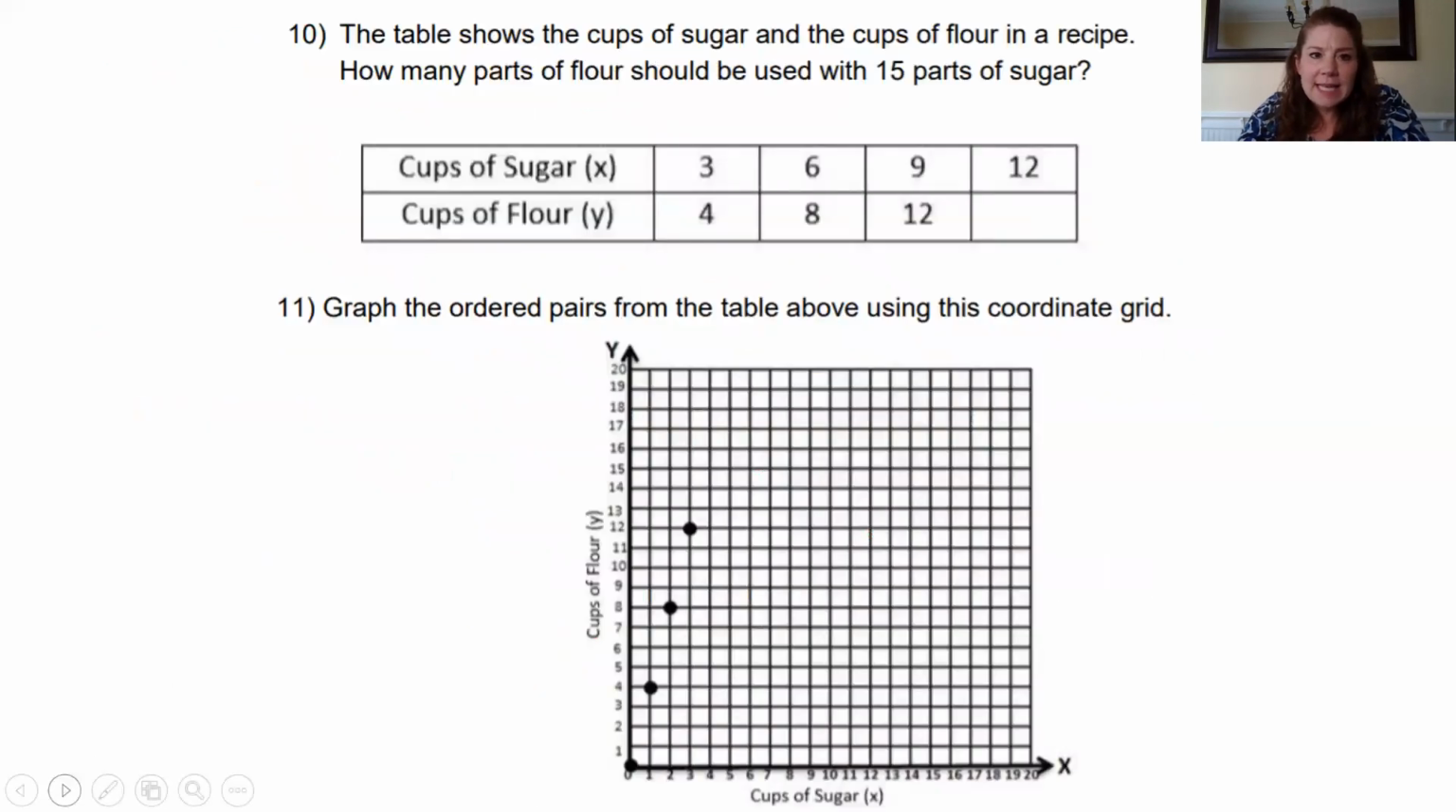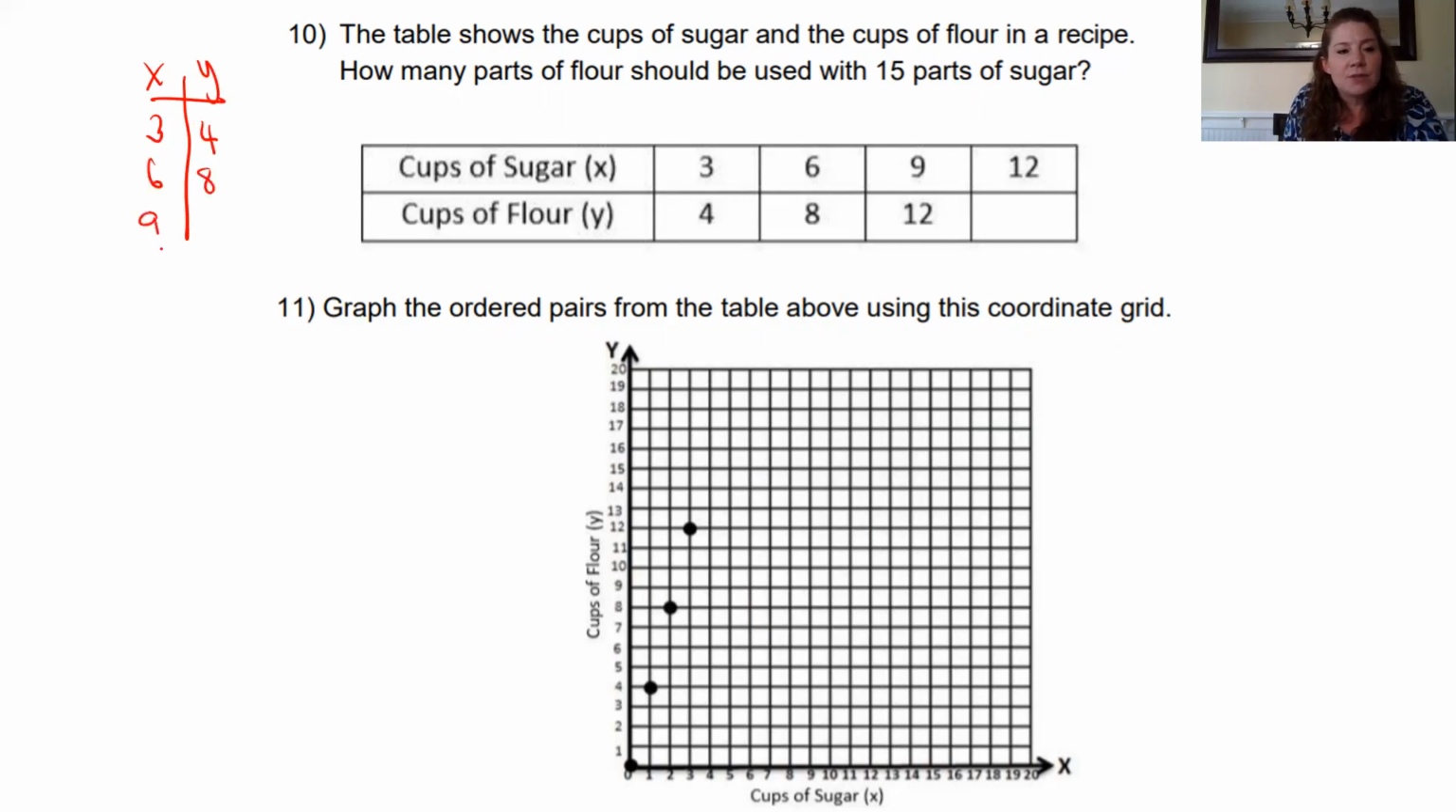So number 10, the table shows the cups of sugar and the cups of flour in a recipe. How many parts of flour could be used with 15 parts sugar? Of course, this is a 12, so I'm not sure if that's the right question or we just need to move on. But anyway, if we were looking at the chart, let's say the chart was written this way. 3 goes with 4, 6 goes with 8, 9 goes with 12.